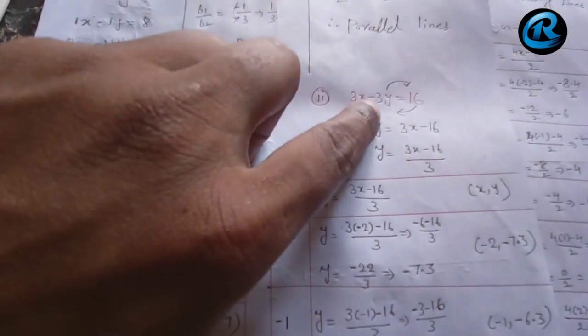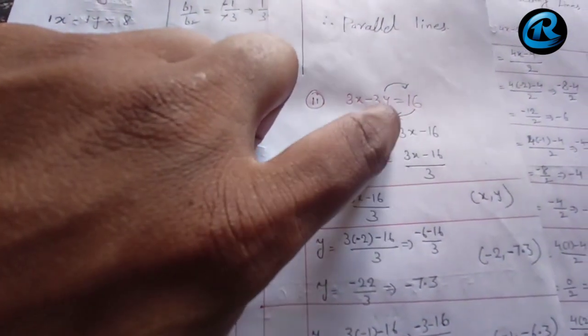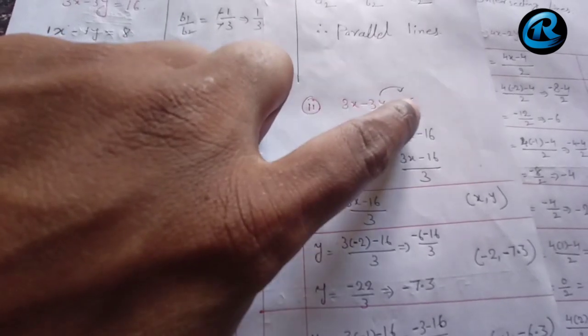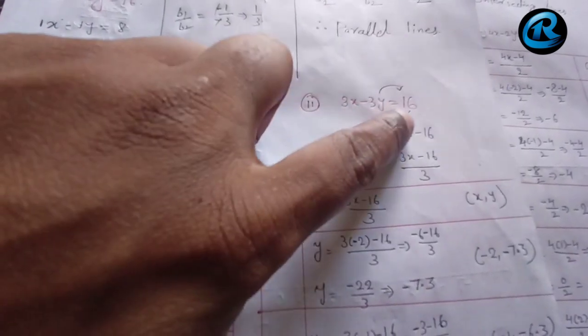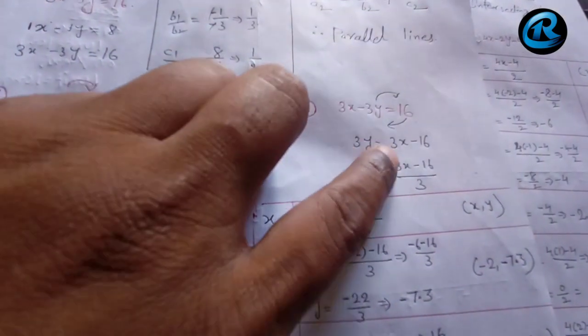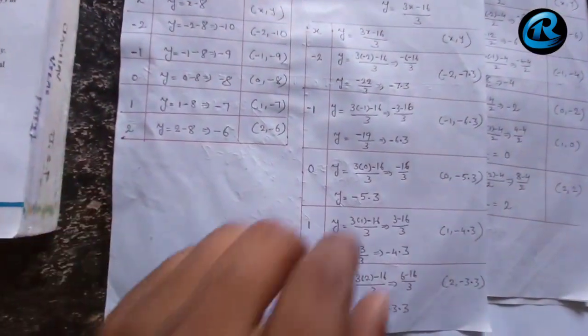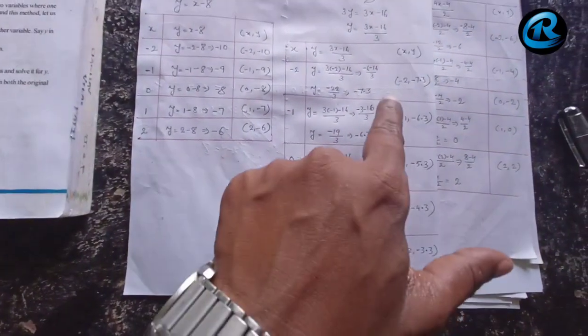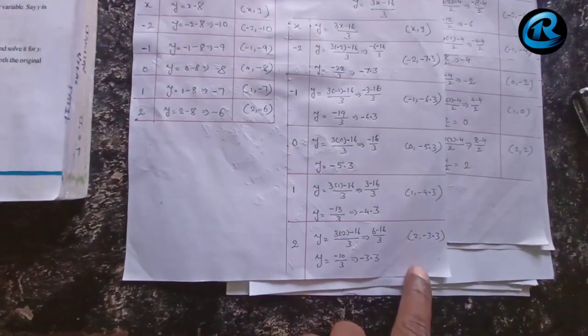So next we take equation number 2, that is minus 3x minus 3y equal to 16. Minus 3y will transfer this side, that becomes a plus 3y, and plus 16 will transfer this side, that becomes a minus 16. So this 3 also you transfer, y equals 3x minus 16 by 3. So here you assume the x values and substitute in this, you will get some y values. So these are the x comma y values.